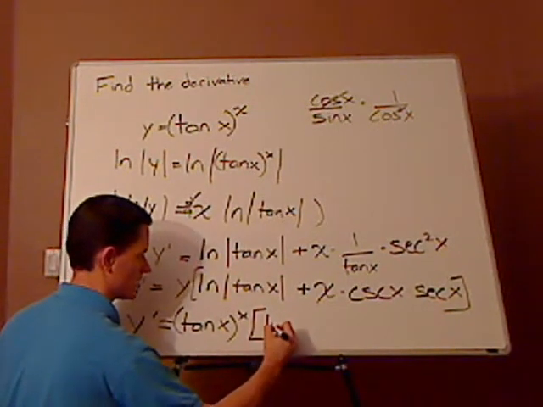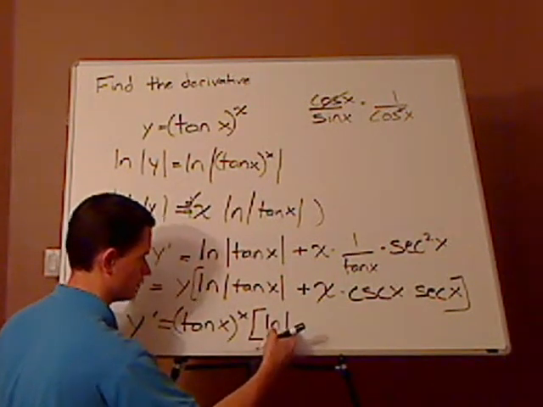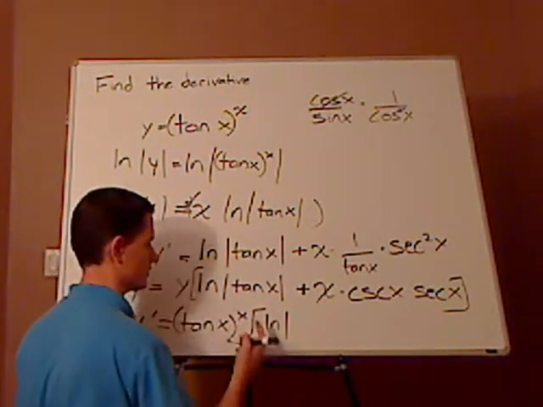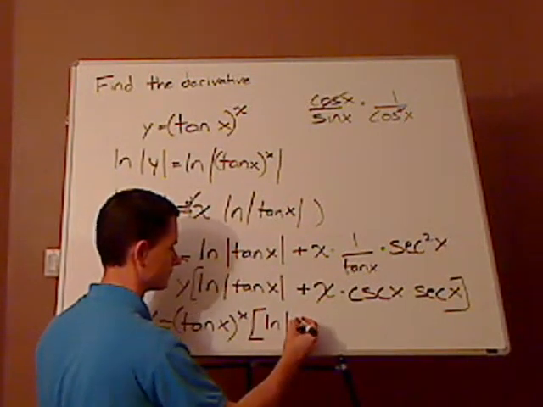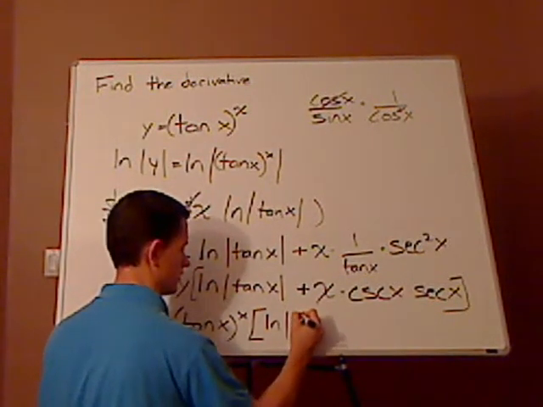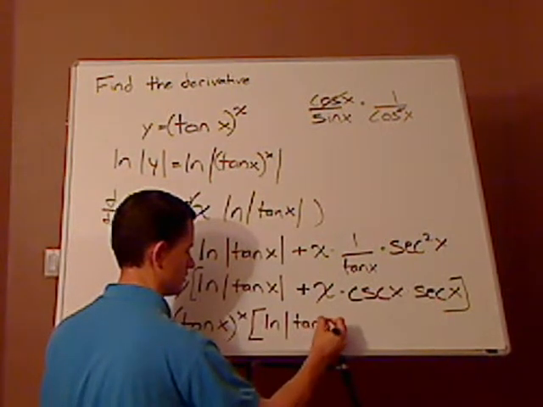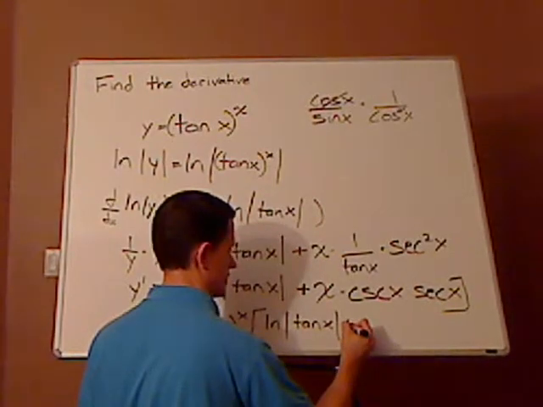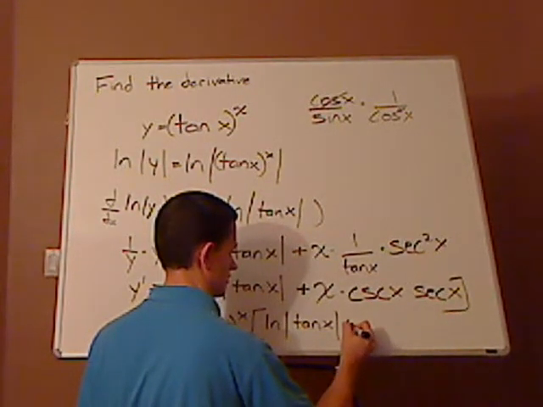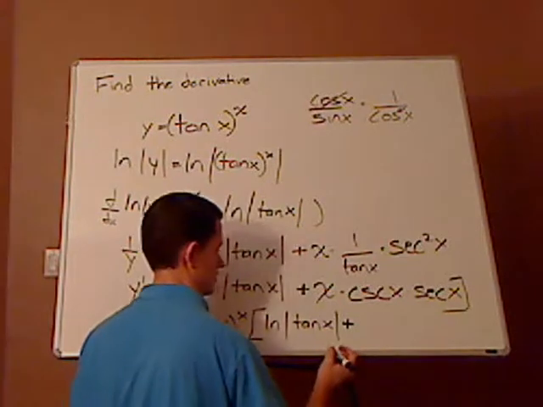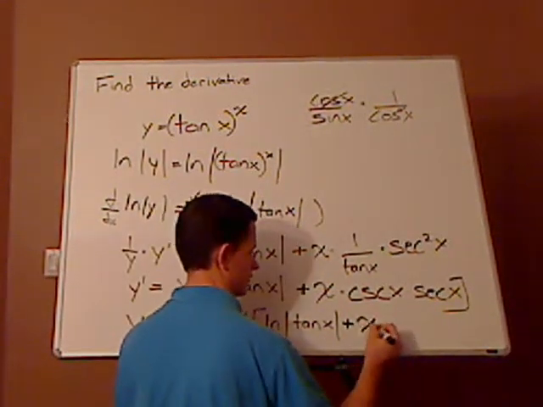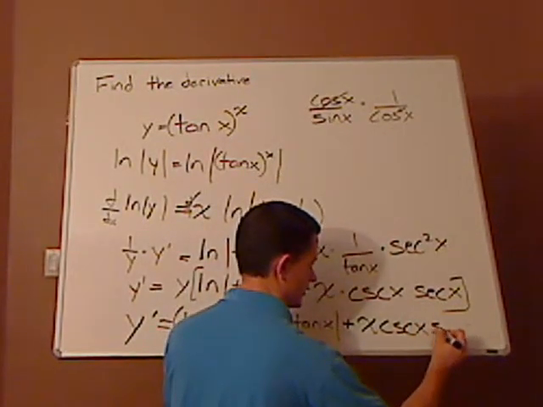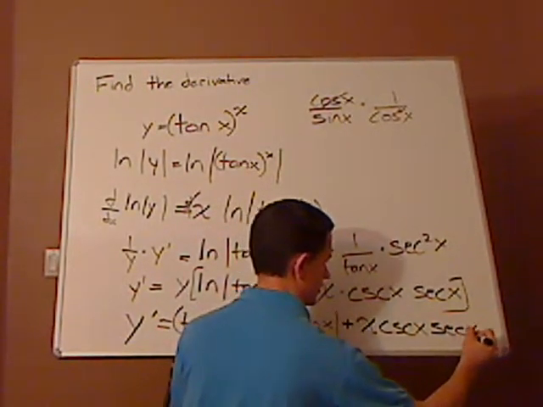Brackets, natural log, and when you do natural log, always use absolute value because it's limited on its domain. So tan x, plus x cosecant x secant x.